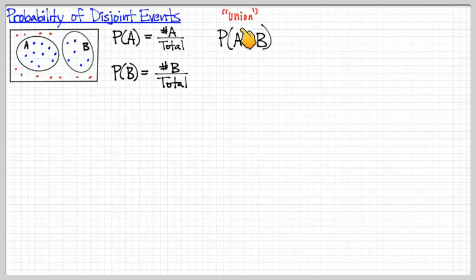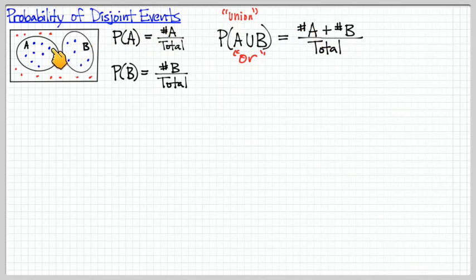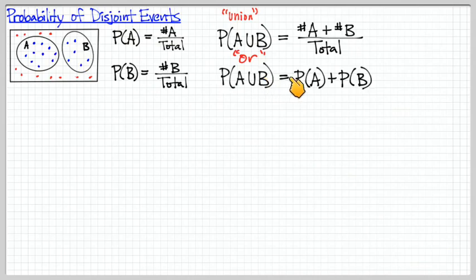So if we're looking at the union, the combination of all the dots within A or B, and I think of union as kind of like an OR as well, we can then add the number of dots within A plus the number of dots or outcomes within B and divide that by the total. And that's equal to the probability. So the probability of the union of A and B is the probability of A plus the probability of B.